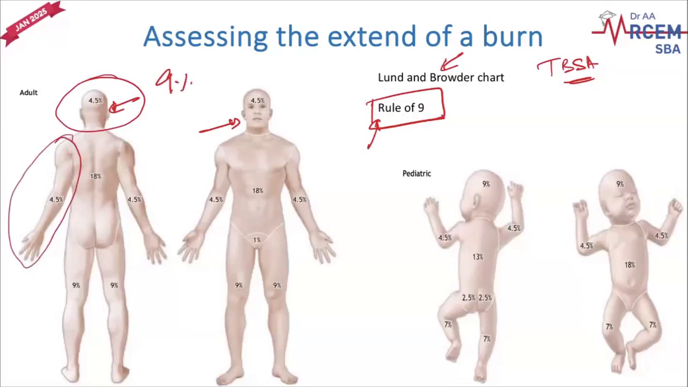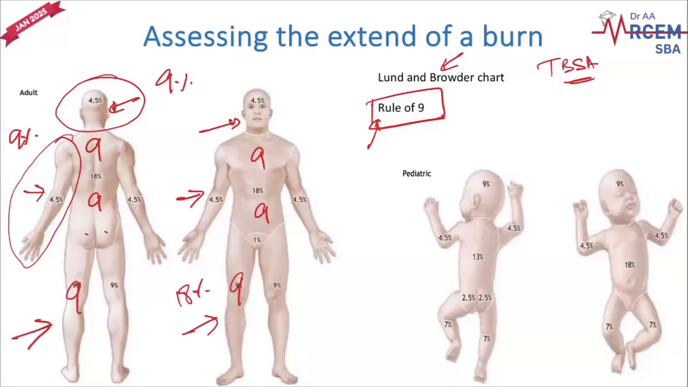The entire upper limb is taken as 9%. That is, the anterior part as 4.5, the posterior part as 4.5. Upper back 9%, lower back including the buttocks is taken as 9%, chest is 9%, abdomen is 9%. The anterior part of the lower limb is taken as 9%, the posterior part of the lower limb is taken as 9%. So in total it will be 18%.